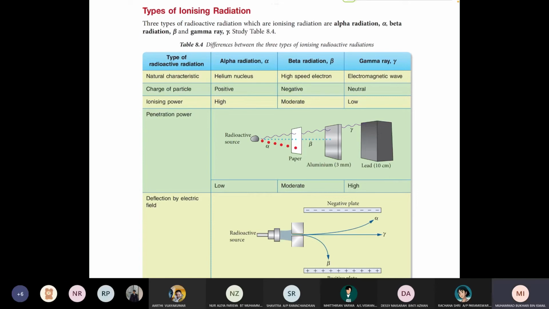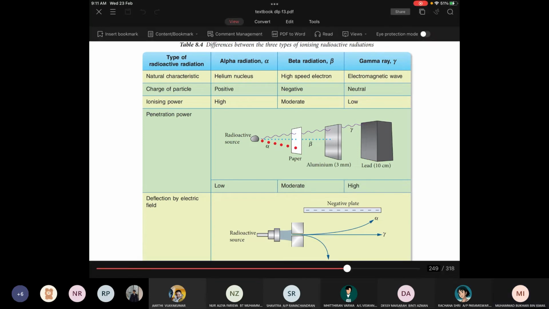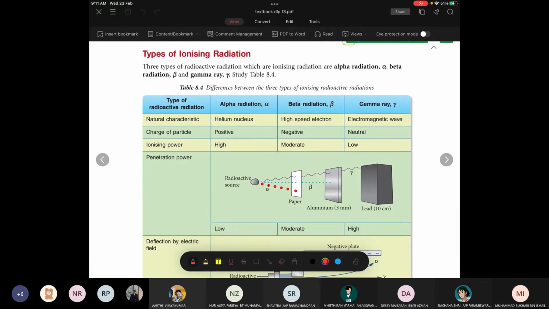Types of ionizing radiation. There are three types of radioactive radiation, which are ionizing radiation: alpha radiation. Here's the symbol for alpha. Beta radiation. This is the symbol for beta. And gamma ray. This is the symbol for gamma ray.